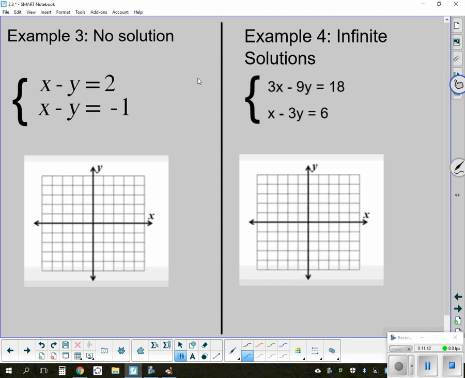All right, let's talk about what a no solution problem would look like. So again, you are starting in standard form. You need to go ahead and get that into slope-intercept. So we would begin by subtracting x on both sides. We get -y equals -x plus 2. Make sure your x term comes first.